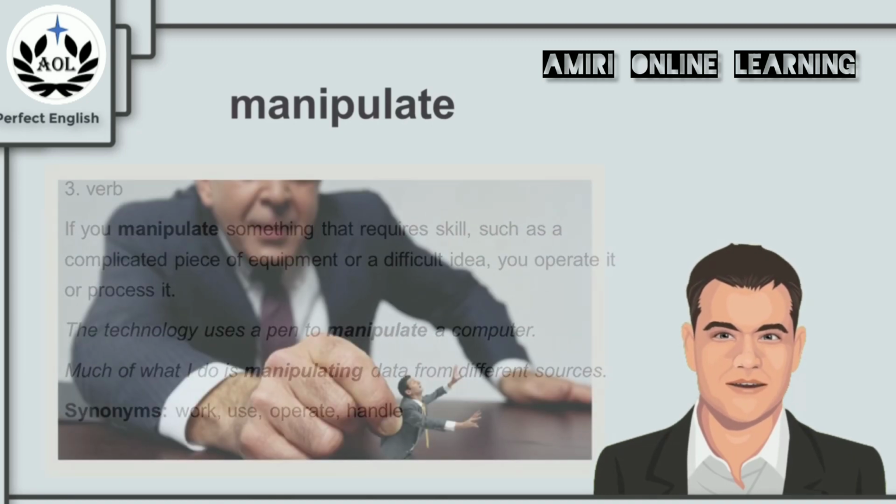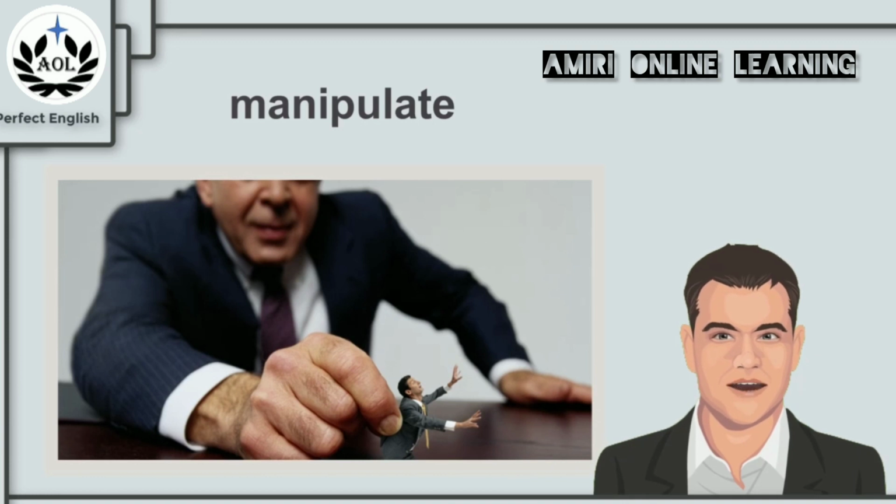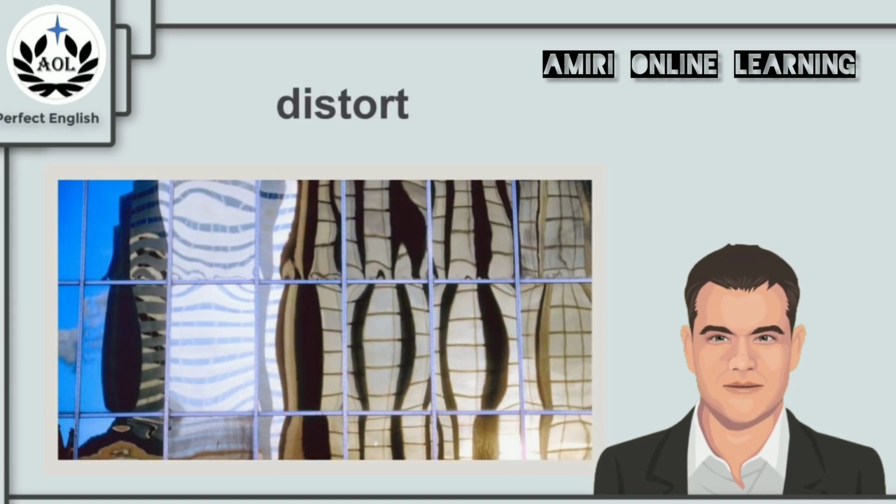So the next time you remember this picture of this big man trying to control this little man, remember the word manipulate and what it means. And now for the next keyword, distort.